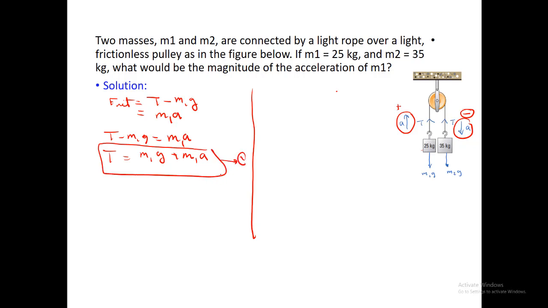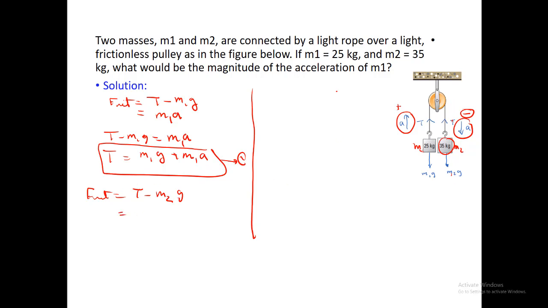Then let us go to the second part, the second object. The same. F net in this case equals T minus M2G. Don't mix up M1 and M2. Now we are dealing with M2. This is M1 and this is M2. Don't substitute numbers now. Keep them as symbols. Afterwards, at the end, we will substitute the values. This one, T minus M2G. This is plus, then upward. This is minus because it's downward.